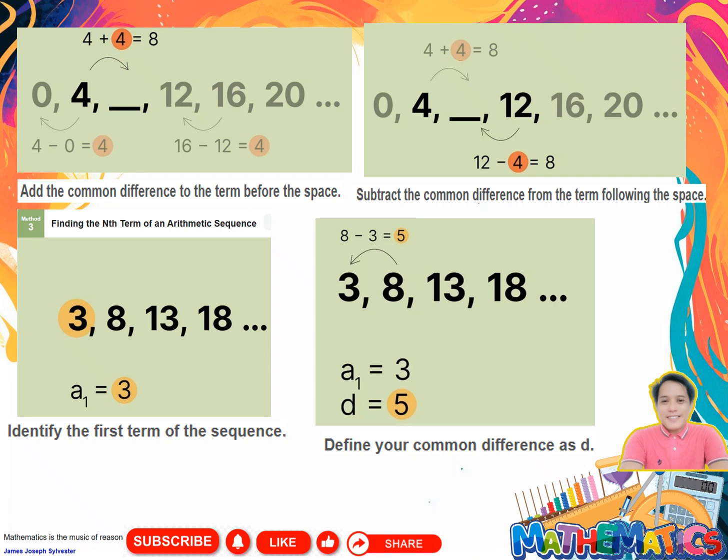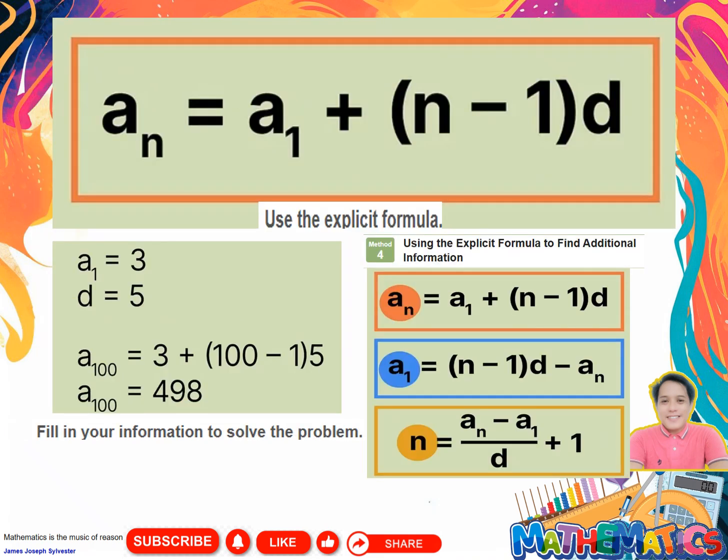The first step is identify the first term of the sequence. Define your common difference as d and use the explicit formula. Then, being the explicit formula of arithmetic sequence, fill in the information to solve the problem. Then the fourth method, using the explicit formula to find additional information with the following formulas.